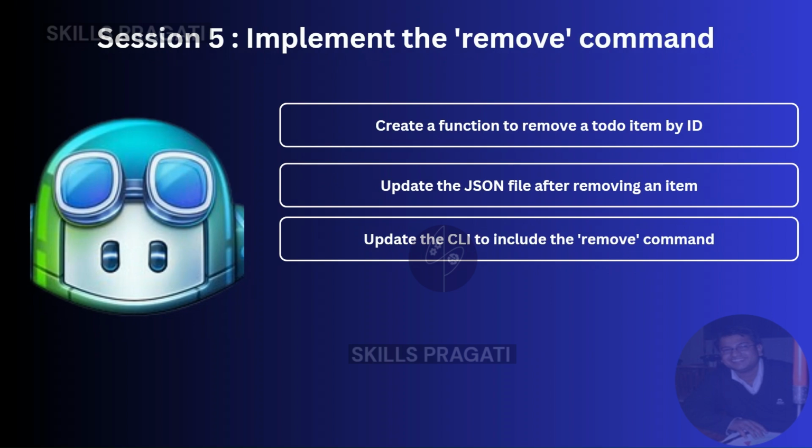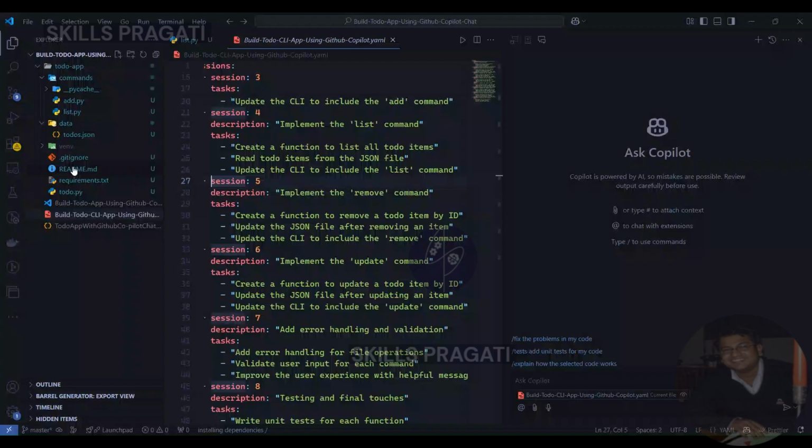Overall, this session is about enhancing the CLI with the capability to delete tasks from the to-do list, ensuring that users can manage their tasks effectively by removing items they no longer need. This functionality is a crucial part of the to-do application, as it allows users to keep their list up to date and organized. Let's jump into Visual Studio Code to implement all these tasks with the help of our programming partner GitHub Copilot. So guys, we are in Visual Studio Code.